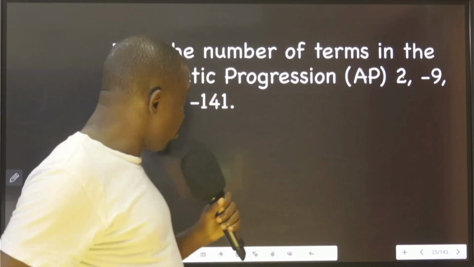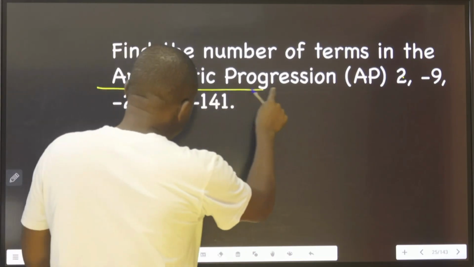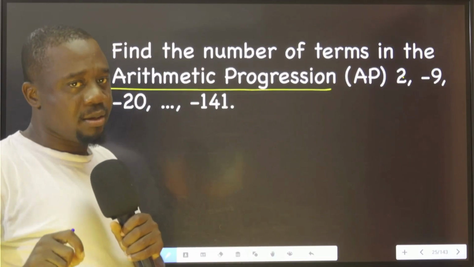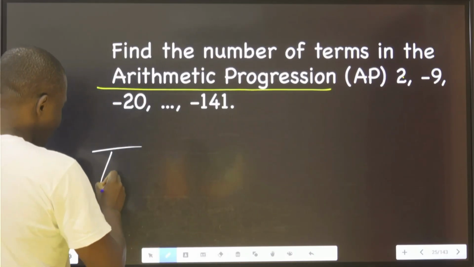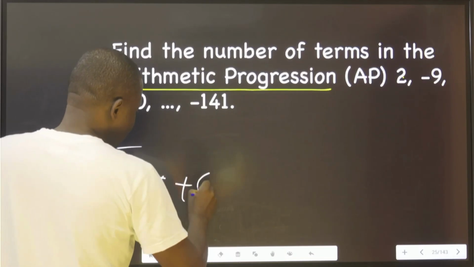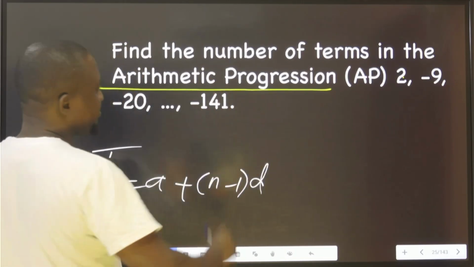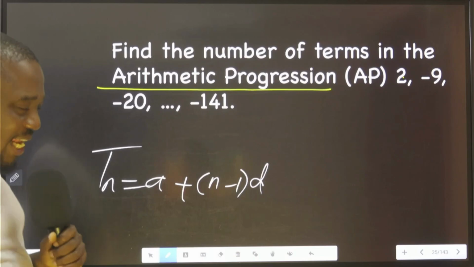The first thing you need to do is to investigate. Arithmetic progression is an AP. Arithmetic progression. It means you can apply this n-term formula for it. Is there actually a common difference?